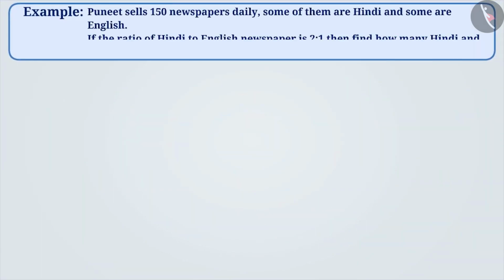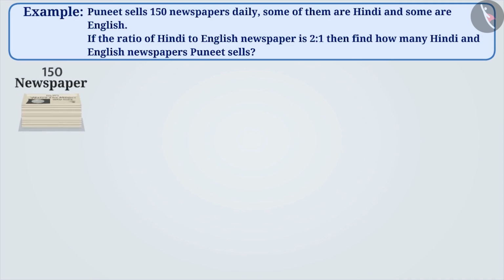Next example. Puneet sells 150 newspapers daily, out of which some are Hindi and some are English. If the ratio of Hindi newspapers to English newspapers is 2:1, then find out how many Hindi and English newspapers Puneet sells. From the given example, we can say that out of 150 newspapers, the ratio of Hindi to English newspapers is 2:1. Can you tell what this ratio represents?